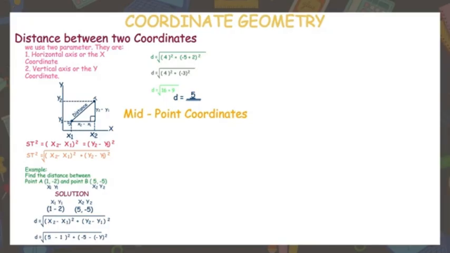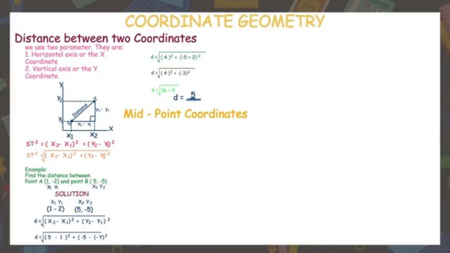The midpoint coordinates. Looking at midpoint coordinates, the formula is a little bit different from what we have here. We are talking about the middle part of the y-axis and the x-axis, which I interpret to be the y coordinate and the x coordinate. So the midpoint is equal to, from the word mid, the middle point.